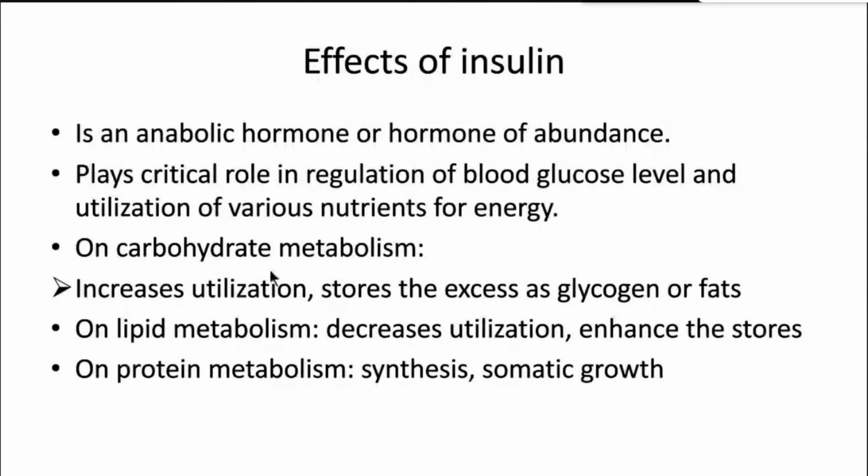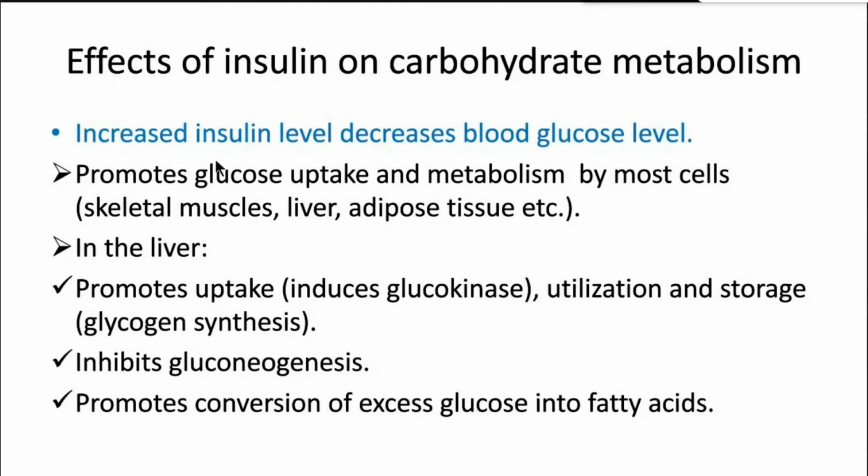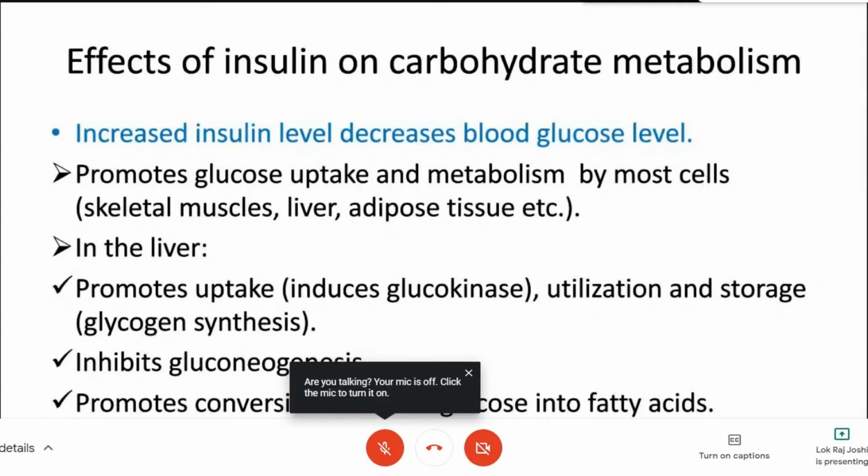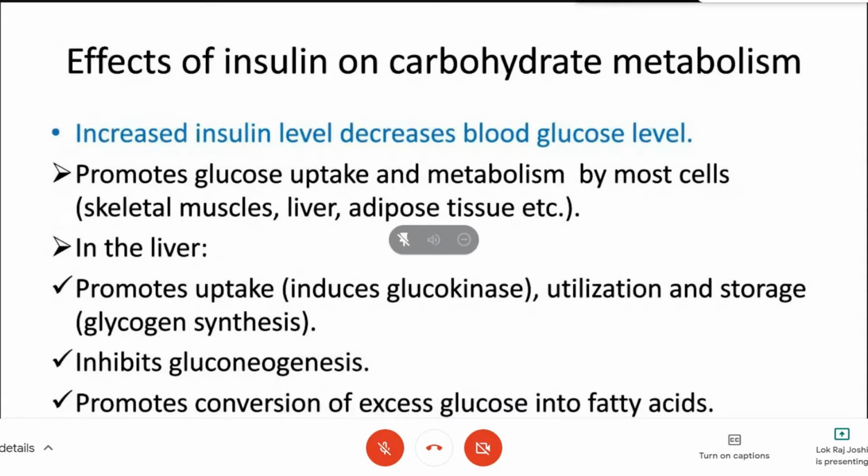Now, carbohydrate metabolism. An increased insulin level decreases blood glucose level, and when there is a decrease in insulin level, it will tend to increase blood glucose level. And we have seen that increase or decrease in insulin synthesis is the major way to regulate blood glucose level.